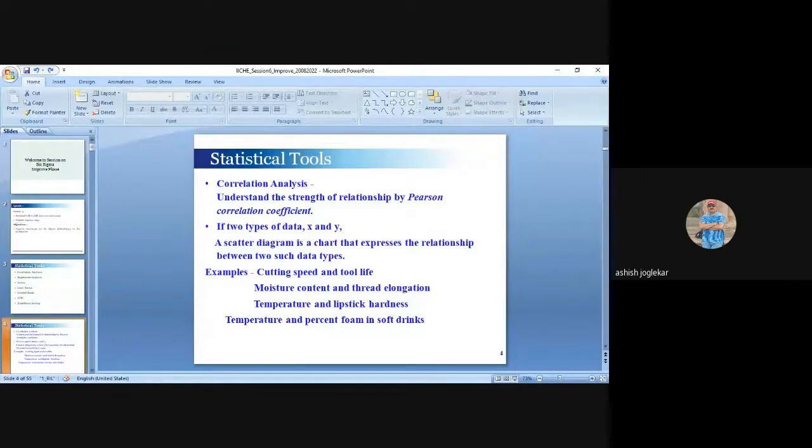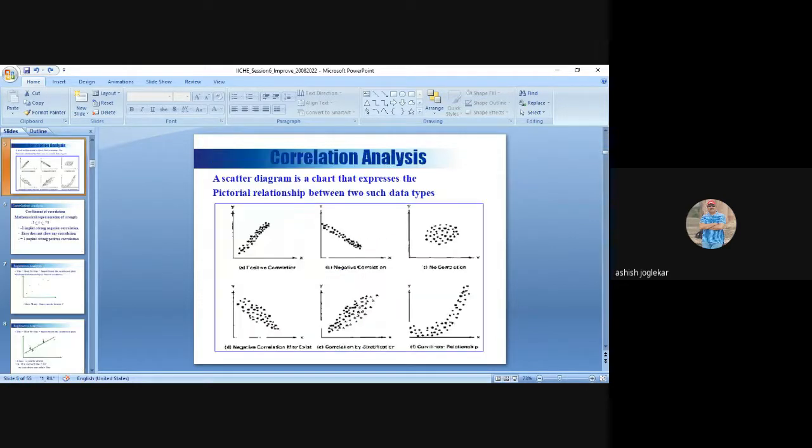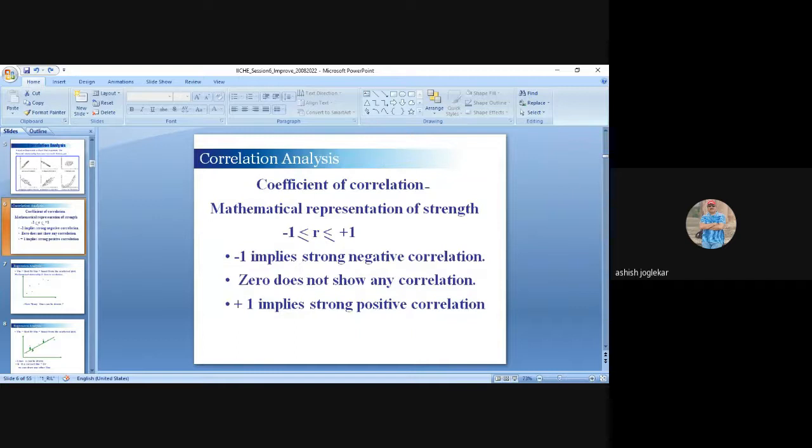Examples of these are cutting speed and tool life, moisture content and thread elongation, temperature and lipstick hardness, temperature and percent of foam in soft drinks, and all these things. So these relationships can be found by using this tool. When we do a correlation analysis, and if you have say 5 or 6 causes for a single problem, then we can study them in one go, and we can get some different charts, and you have to analyze these charts to find out what is the relationship between the X and the Y. Sometimes we get a simple chart that is a line diagram.